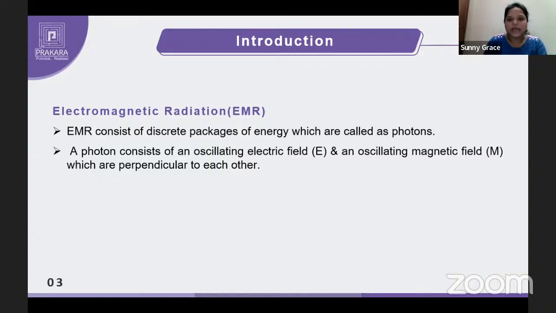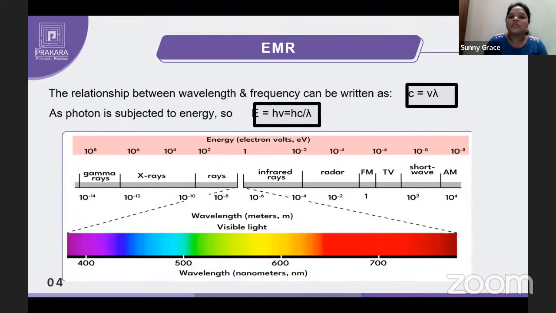It is a discrete package of energy called photons, and these photons have an oscillating electric and magnetic field. When this photon is subjected to energy, E is equal to h nu, where E is energy, h is the Planck's constant, and nu is the frequency. By substituting the relationship between the wavelength and frequency, we get E is equal to hc by lambda. So from this equation, we can say that wavelength is inversely proportional to the energy.